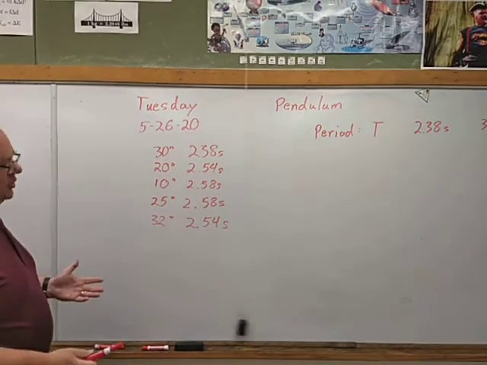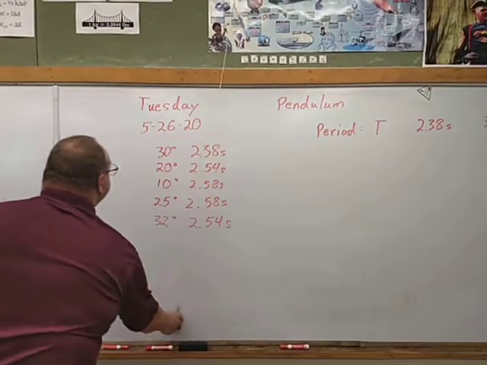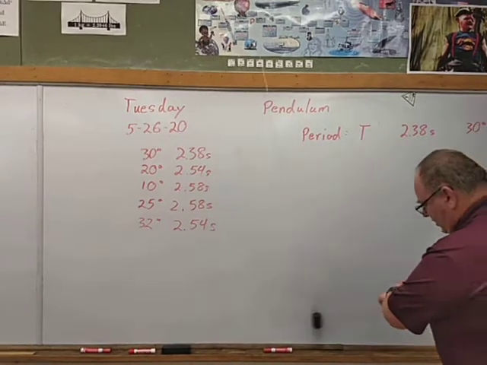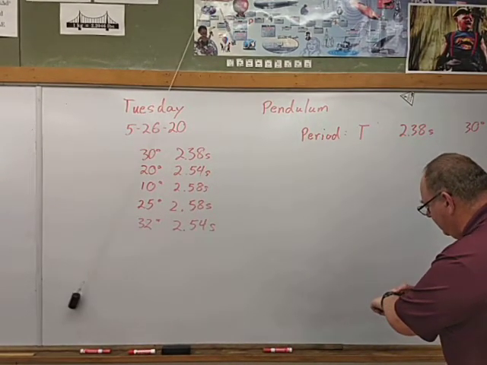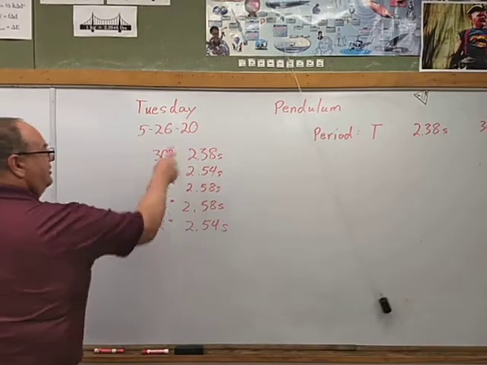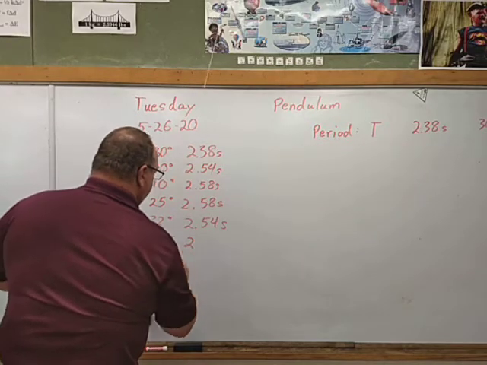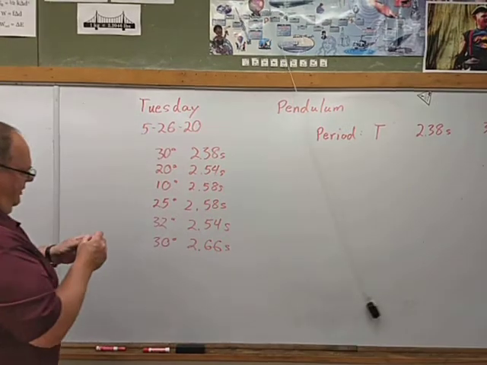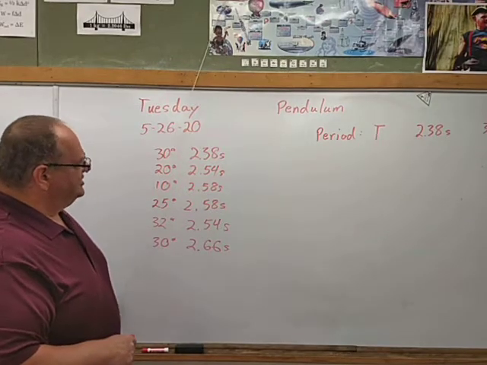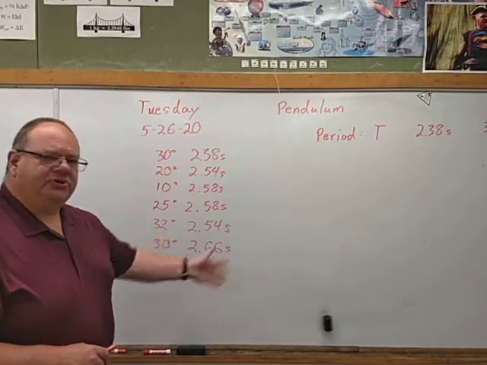So, all right, what I'm looking at here is, I had one kind of odd number there. You know what, I'm going to redo the 30. Go right here at 30, and get in sync. 2.66. So I don't think that that number right there reflects anything different. If you look at my data, to me, it's all really kind of clustered on the same place. It doesn't seem like the period depended at all on the amplitude of the swing.